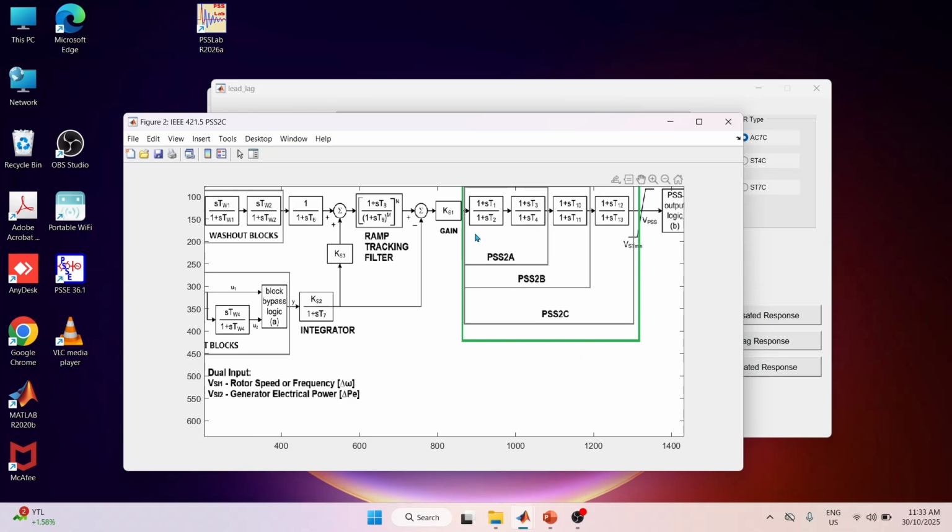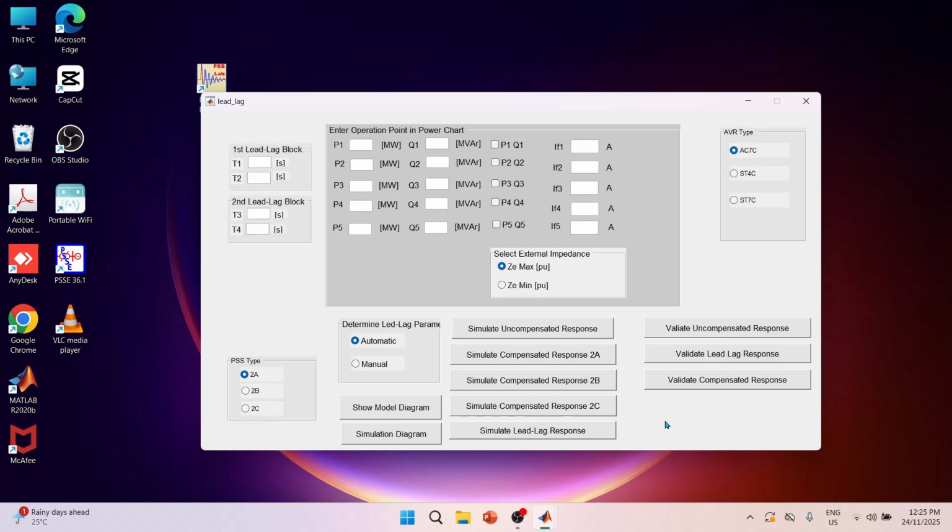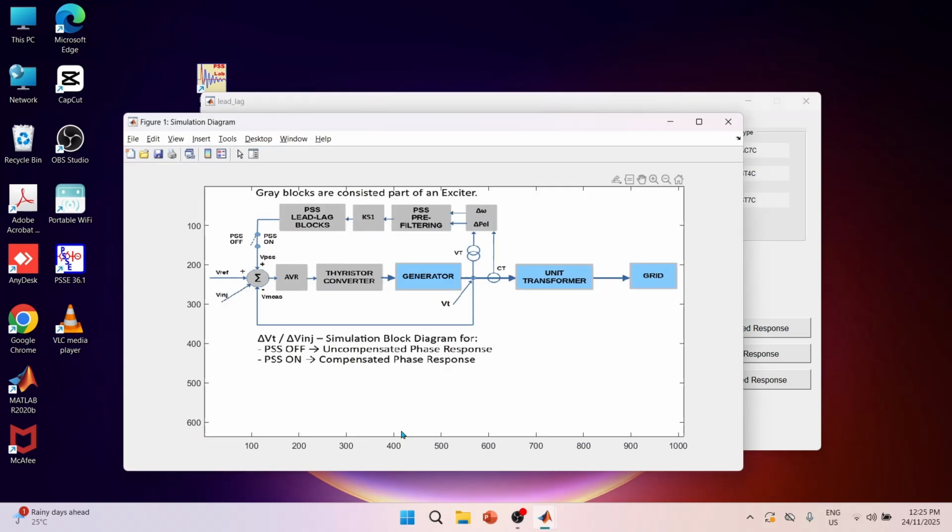The first 2 are referred to as the so-called PSS type 2A. So this is the first block, this is the second block. By adding a third block, we get the PSS type 2B, and if all 4 blocks are included, we get the PSS type 2C. For a better understanding of the tuning methodology for phase compensation, let us have a closer look into the simulation diagram. So I open here the simulation diagram.